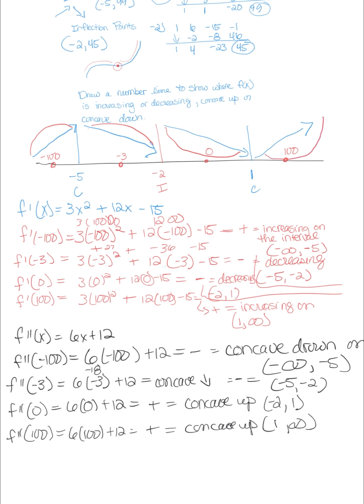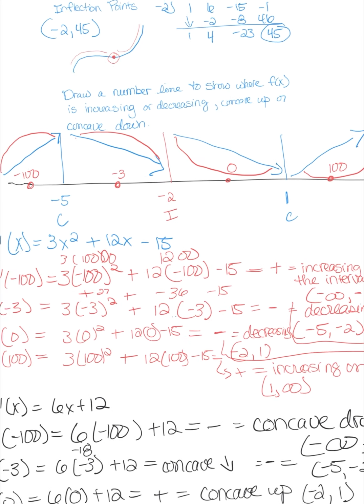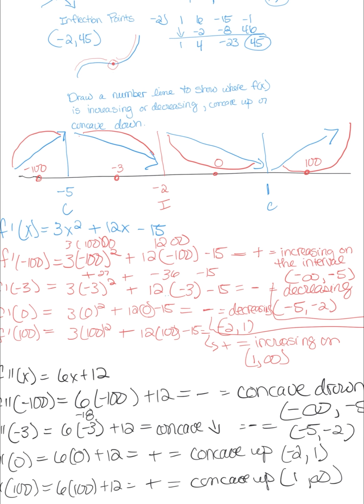All right, so if we look at these pieces on our number line, we can see that our graph is going to be, let me use a different color. Our graph is going to be increasing concave down, and then decreasing concave down, and then, let me see, decreasing concave up, and then increasing concave up. So something like that is what it'll look like.